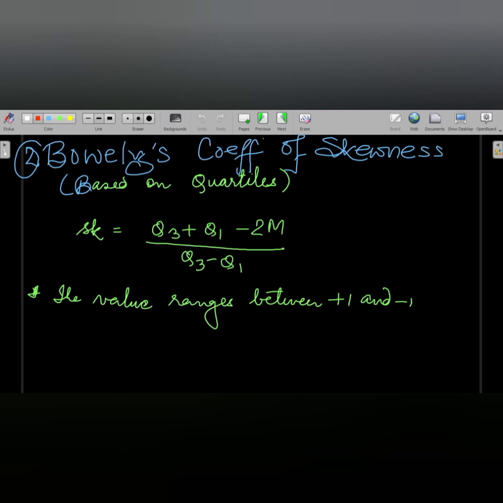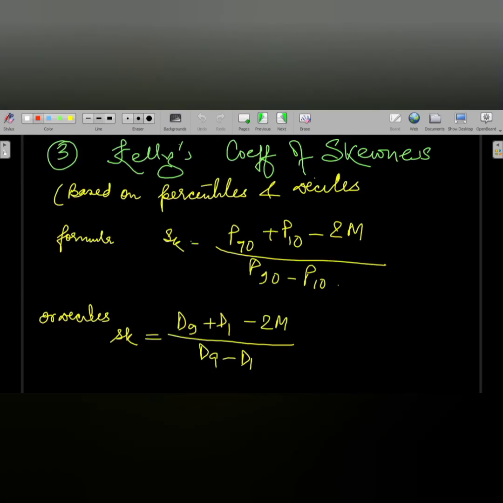The formula is (Q3 plus Q1 minus 2 median) divided by (Q3 minus Q1). Q3 is quartile 3, Q1 is quartile 1, and twice the median. Clear? The value ranges between +1 and -1. In Karl Pearson also we have seen +1 and -1. Here also we'll see +1 and -1. Clear? The third one is not very important, but we have to study everything because UGC can ask anything.